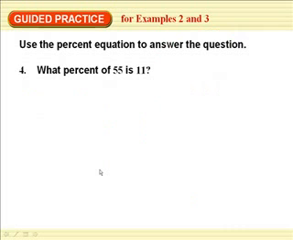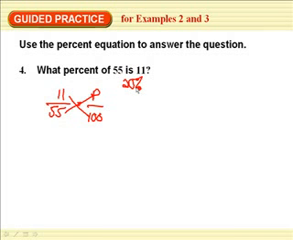What percent of 55 is 11? You can do it this way. If you get an 11 out of 55 on a score, what is your percent? So again, cross products. Another way, if you didn't have access to a calculator, this is great. But I would just take 11 divided by 55. I'm doing that right now with my calculator. I get 0.2, which would be 20%.